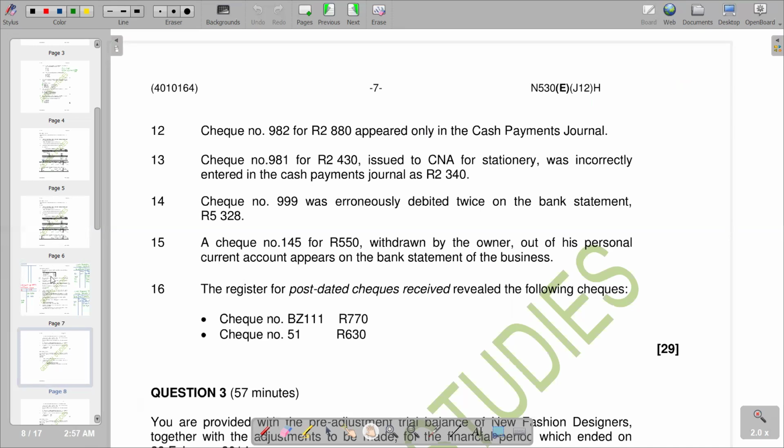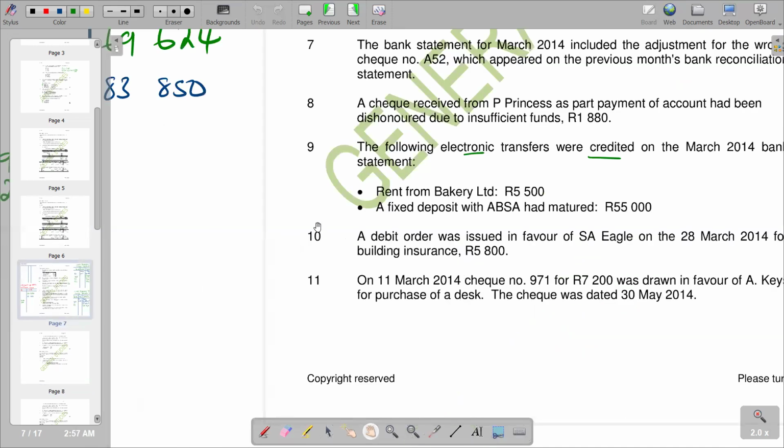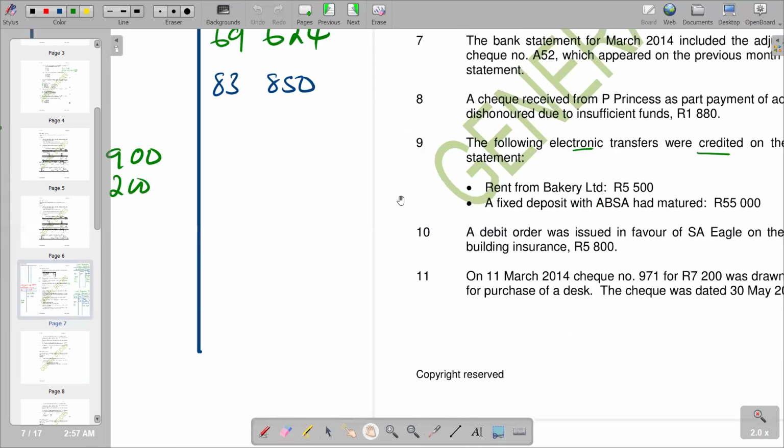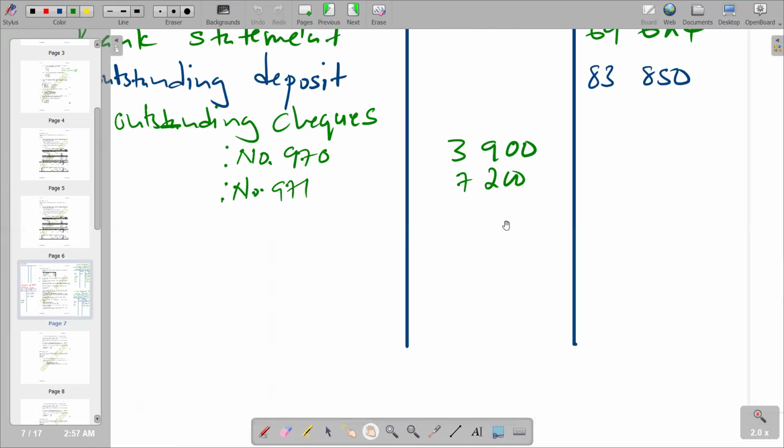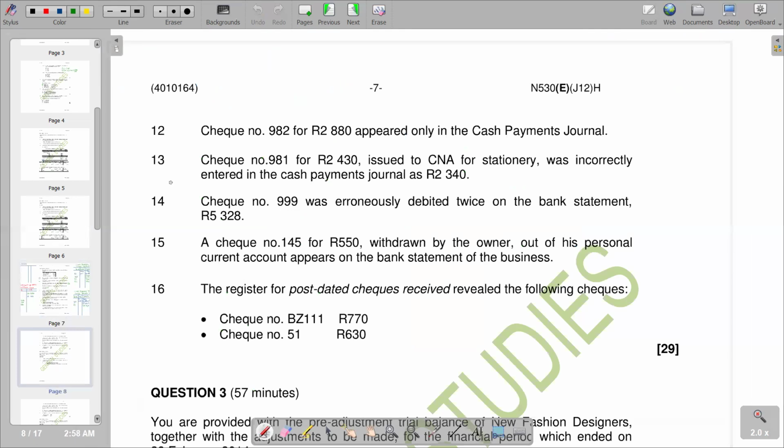So we go back to the reconciliation. We are saying check number 982, and it's for an amount of 2,880. And then we go again to check what's the next one. We are now on the next page. We are saying number 13.